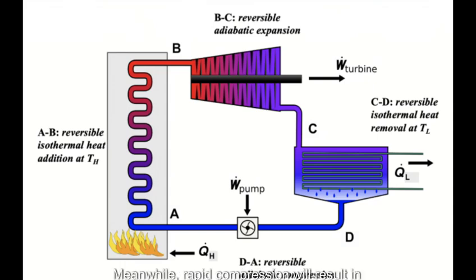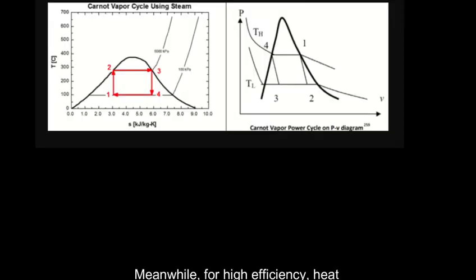Meanwhile, rapid compression will result in the 2 phases coming to very different temperatures and irreversibilities. Meanwhile, for high efficiency, heat addition requires a temperature difference of high level, but above the critical point, which will make the isothermal heat addition difficult.